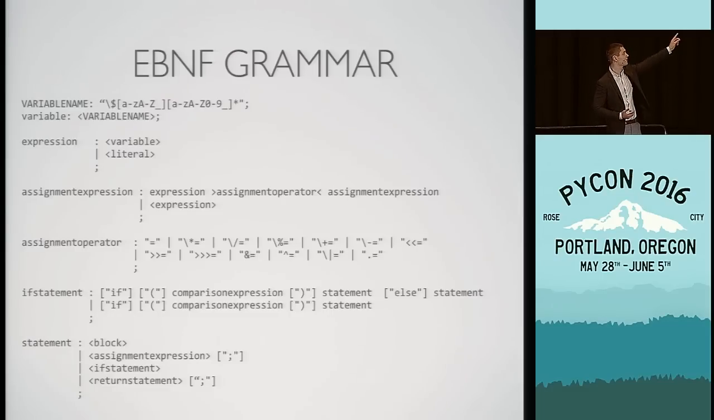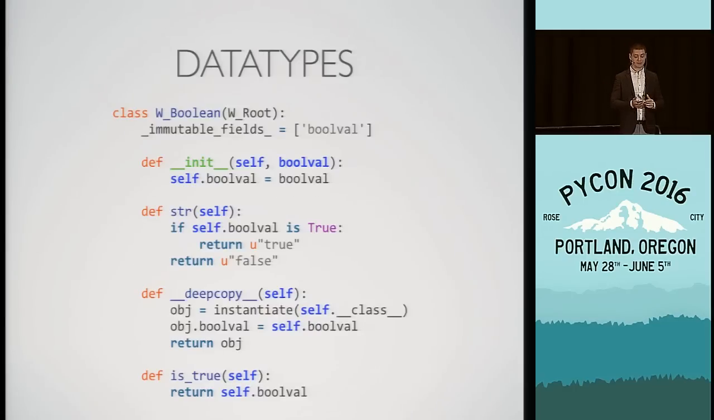So you have a variable which starts with a $, and then a bunch of letters or numbers, and then you can have statements, and you can have if statements, and you can see how it all adds together. We will feed this later to a generator, and we will get a parser. It also has data types.